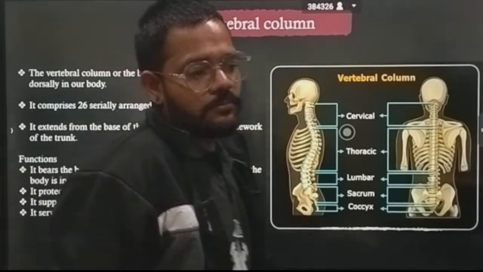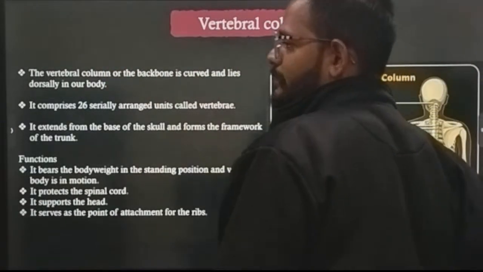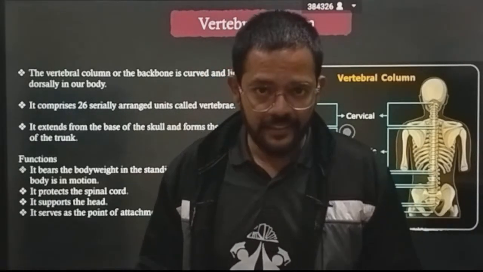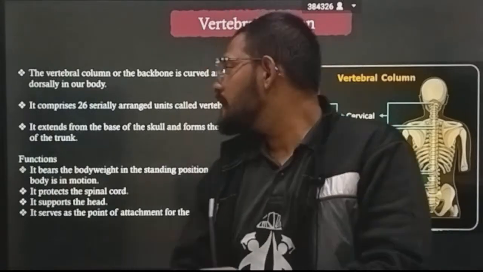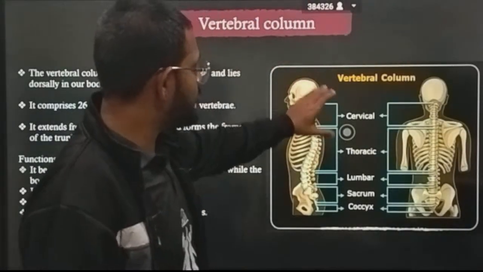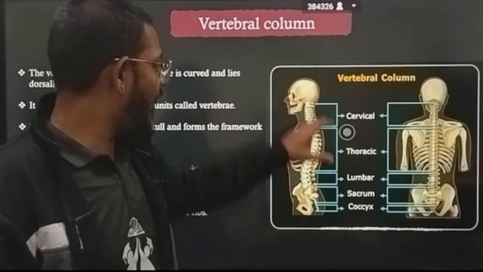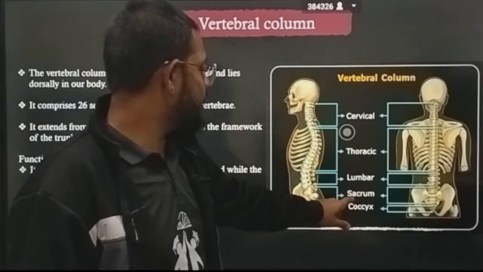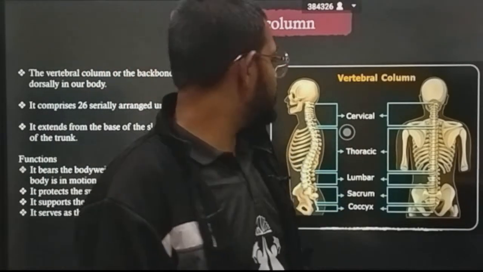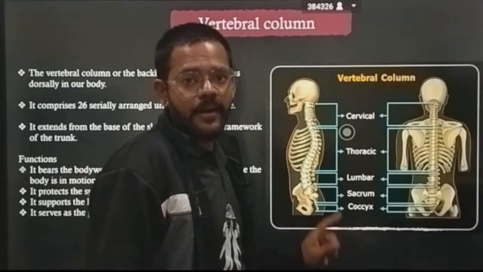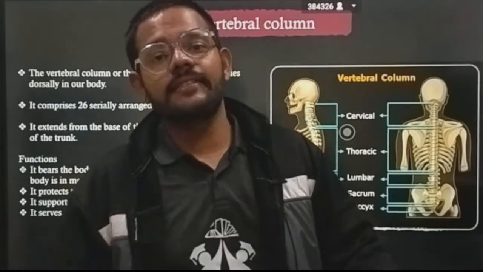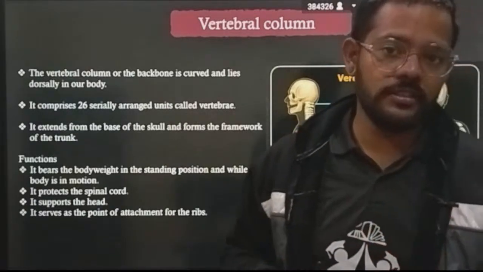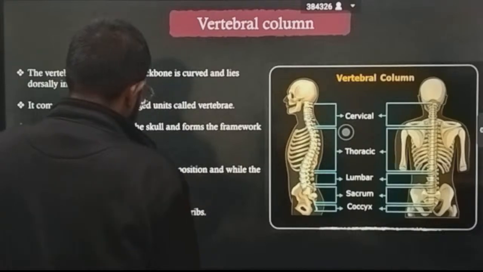Next we have the vertebral column, the backbone. The bone which keeps you in an erect position, the bone which makes you stand still, is the vertebral column. The vertebral column is divided into 5 parts: cervical, thoracic, lumbar, sacrum, coccyx. Again, cervical, thoracic, lumbar, sacrum, coccyx. These are the 5 parts of your vertebral column, which contain different numbers of bones, and we have a formula for that.